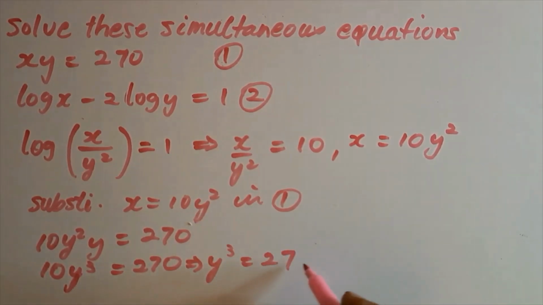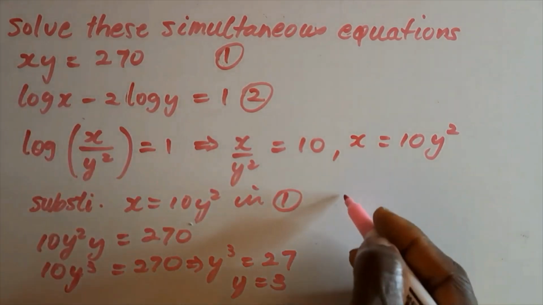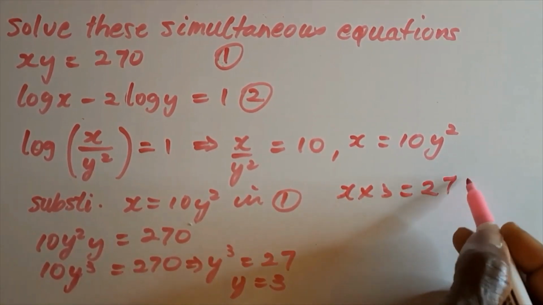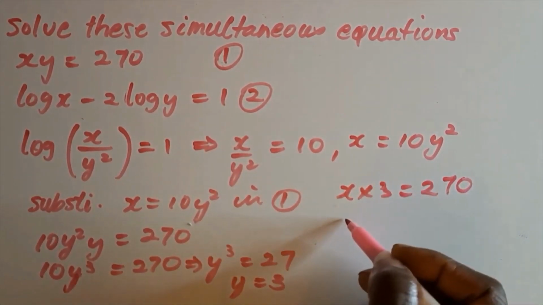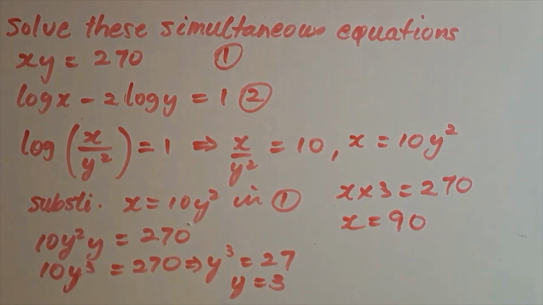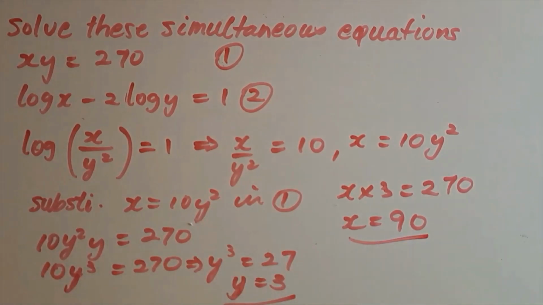Which means that y is equal to 3. And if y is equal to 3, we can find x, because x times 3 is equal to 270, which means that x must be equal to 90. So our solutions are y is equal to 3 and x is equal to 90.